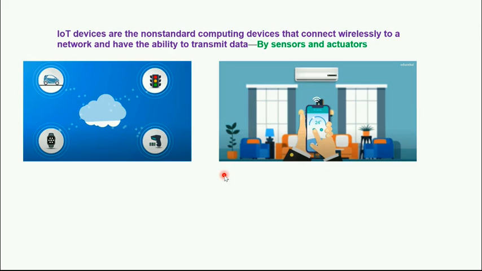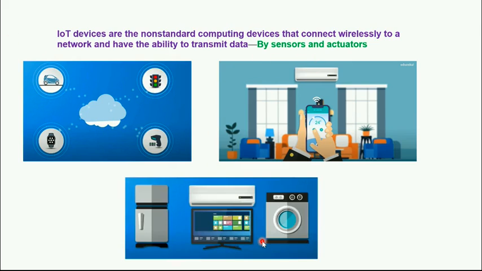An example of computing devices is our computer. This laptop is a computing device. Our mobile phone is a computing device. Our hard disk is a computing device. All these things are non-computing devices. So non-computing devices connected to the internet wirelessly, that is called IoTs. That is the definition here.